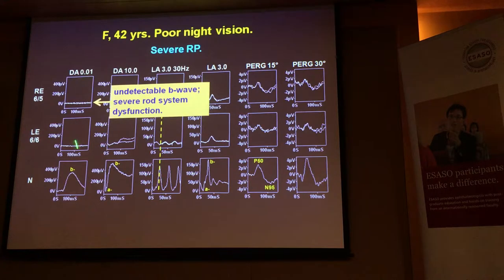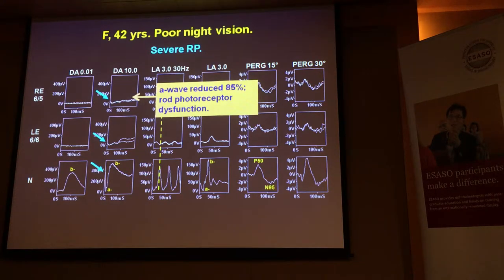When we then, thinking this is sensitivity, we need our specificity, we go to the bright flash, the A wave is down to about 15% of normal. So 85% of that retina has already stopped functioning. This is very severe disease. And I agree, you cannot tell by looking at the fundus. Most of you said moderate, one or two said mild. George was the only one who said severe. But we've seen the case before, so he's entitled.